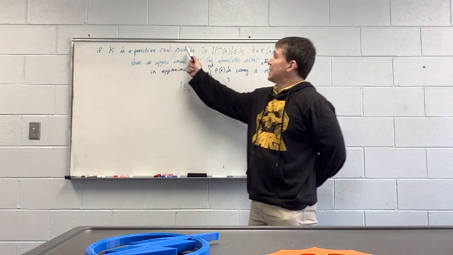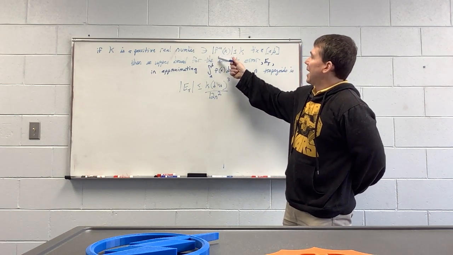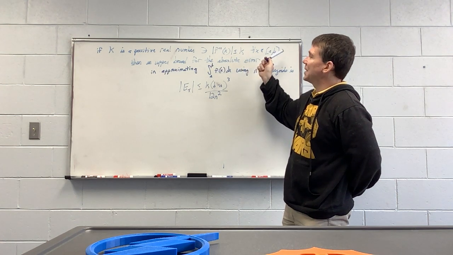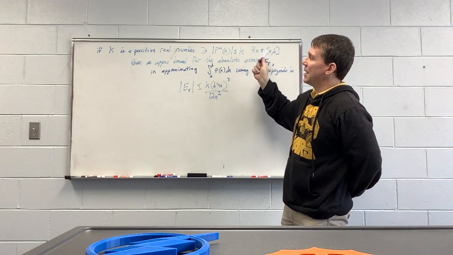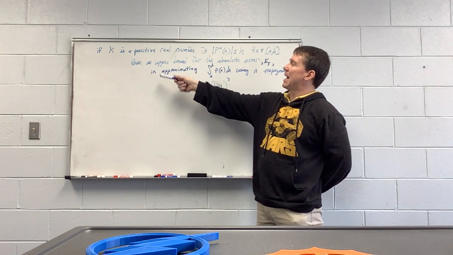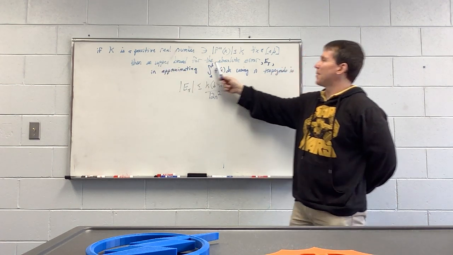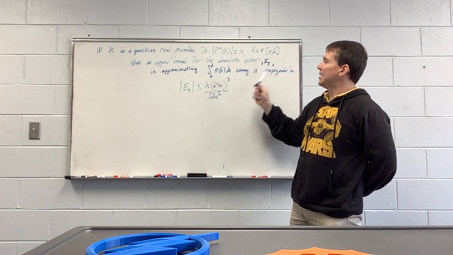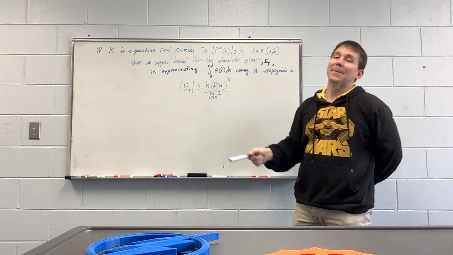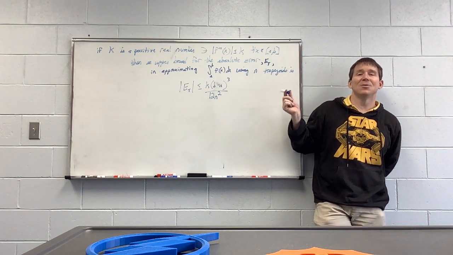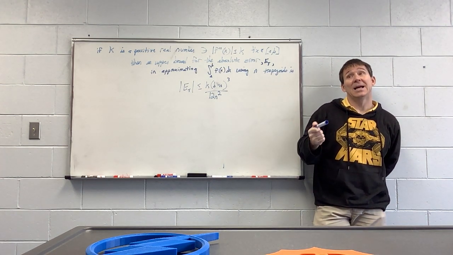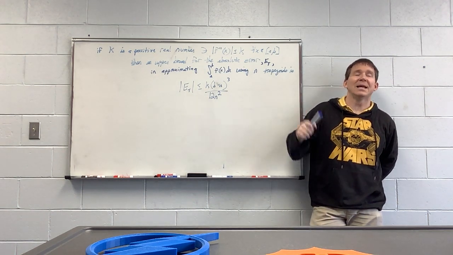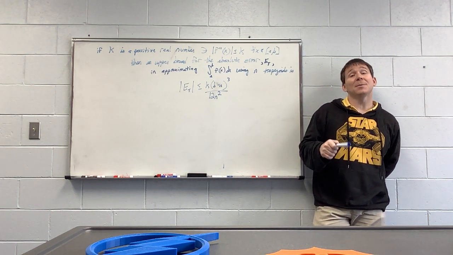If k is a positive real number such that the absolute value of the second derivative of f is less than or equal to k for all the x's in the interval a to b, then an upper bound, not the least upper bound, but an upper bound for the absolute error E of t in approximating the integral with n trapezoids is right here. And we're going to go through this in a minute. I know this can look a little confusing, but the idea is I have an integral that I can't solve. I use the trapezoidal rule with 10 trapezoids to approximate the area.